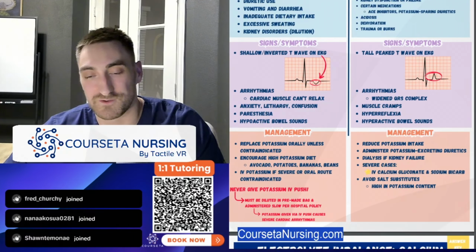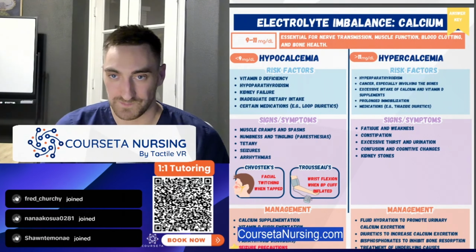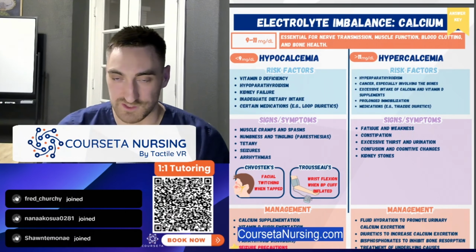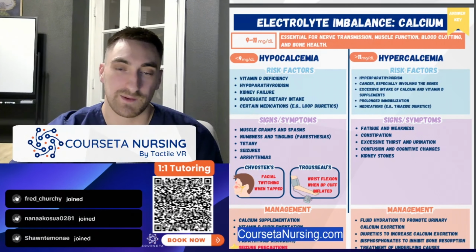All right, so calcium. The signs and symptoms are pretty commonly questioned about. So if you guys remember the signs and symptoms of hypo versus hypercalcemia, then you guys are going to be pretty golden. So the normal range for calcium is 9 to 11. The primary function is helping with nerve transmission. So muscle function. So without nerve transmission, you can't have muscle function, right? So that's where the signs and symptoms get reflected, and they love to ask about it on the NCLEX and the nursing exams. Let's first start with hypocalcemia.